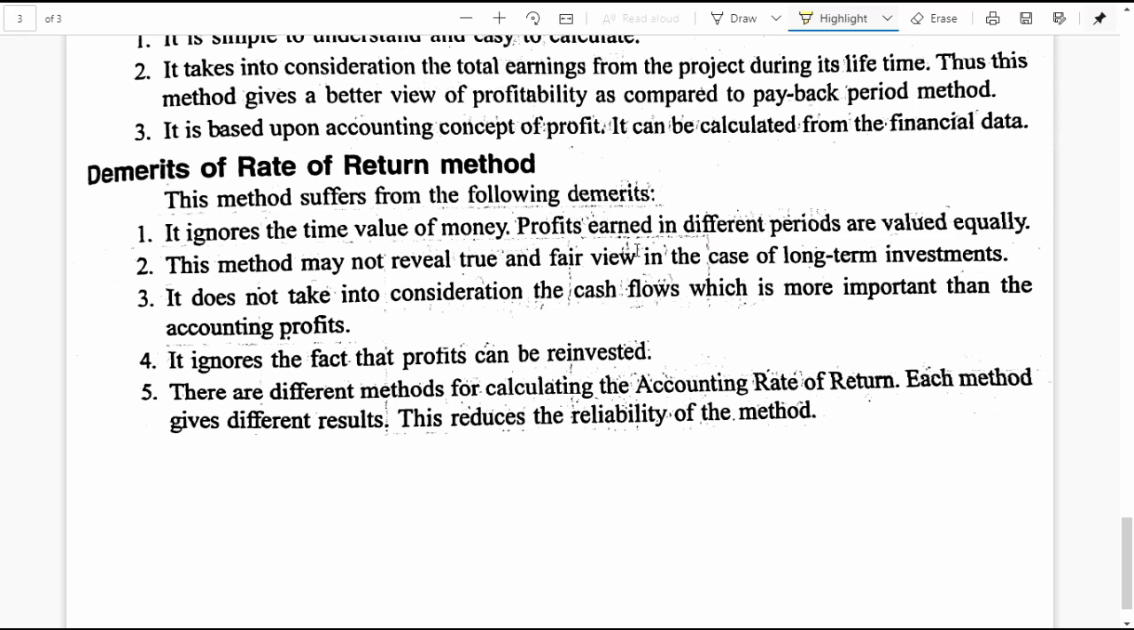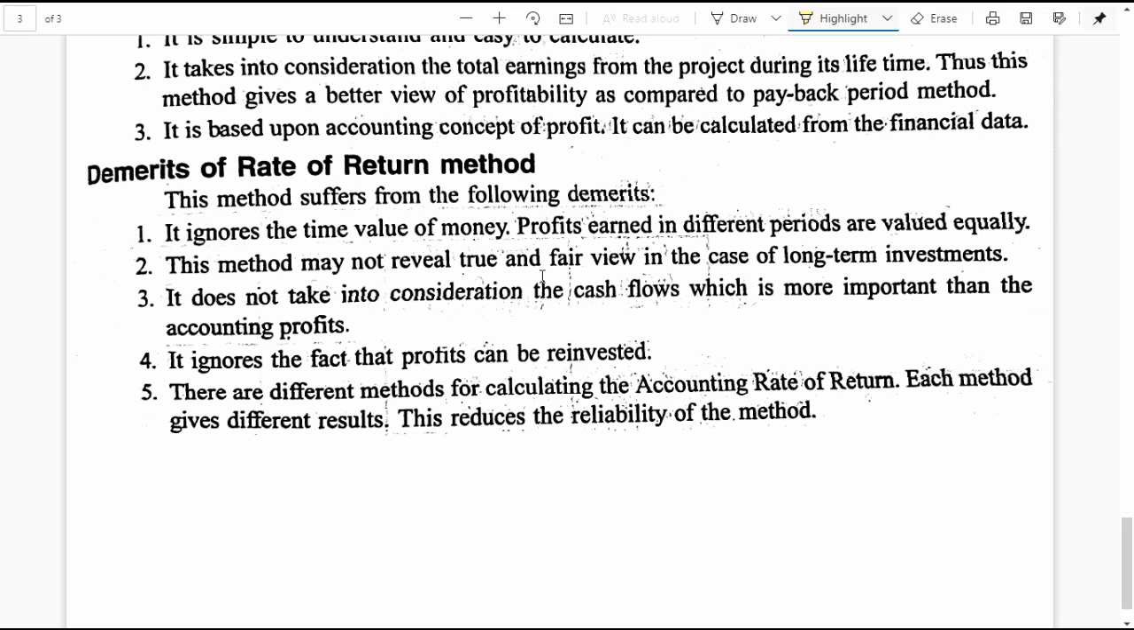Like the traditional payback period method, the accounting rate of return method also ignores the time value of money. Therefore, profits earned in different periods are valued equally. This is really not fair in the present financial scenario. And the second one is that this method may not reveal a true and fair view in the case of long-term investments, which have a longer lifetime, and definitely making use of this method, we cannot accurately get the fair view of long-term investments.